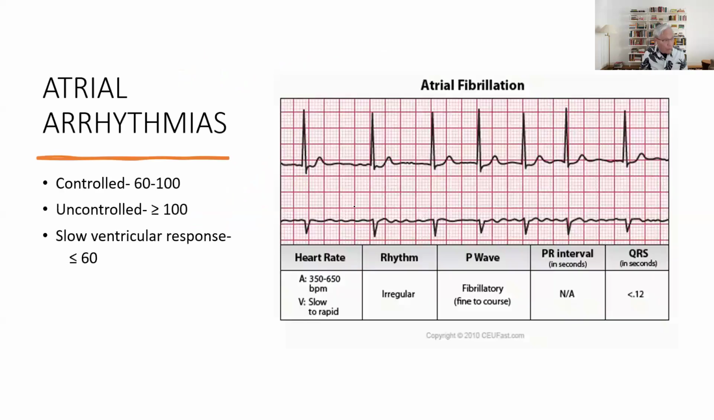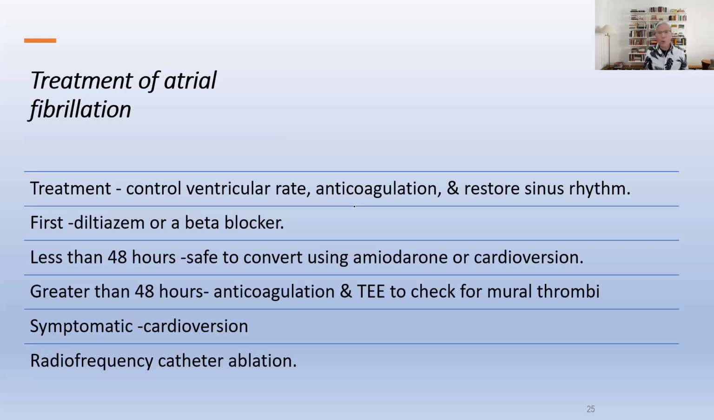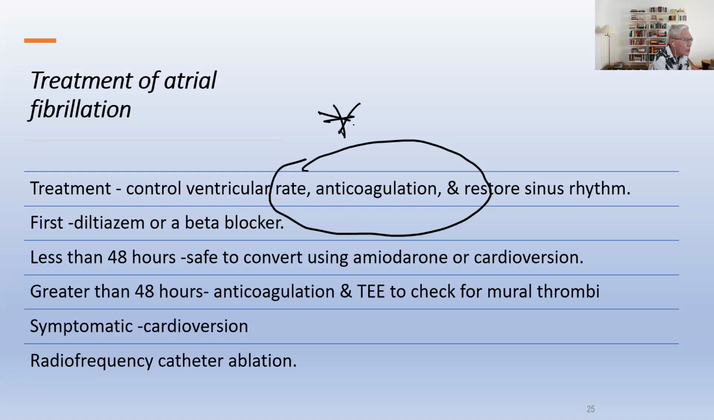Okay? So therefore, if that is the case, what does the treatment of atrial fibrillation and atrial flutter include? Well, it will include measures to control the heart rate, but it also includes measures to prevent CVA from happening. So anticoagulation is important.